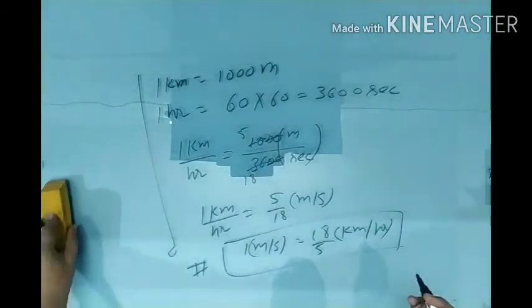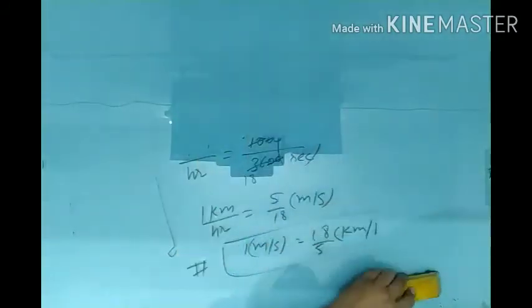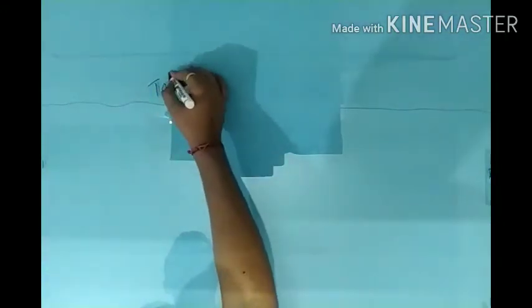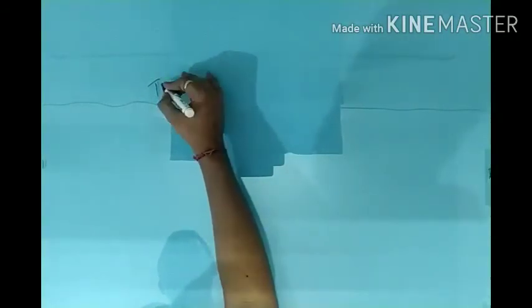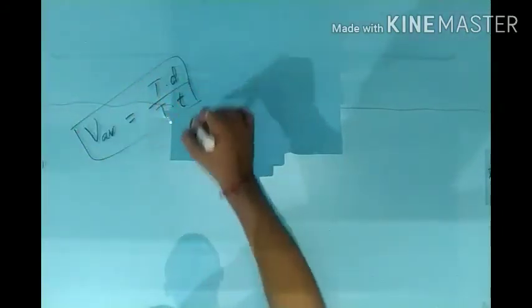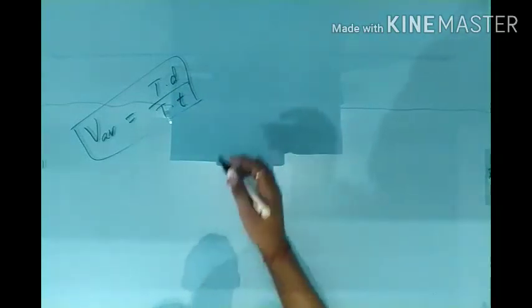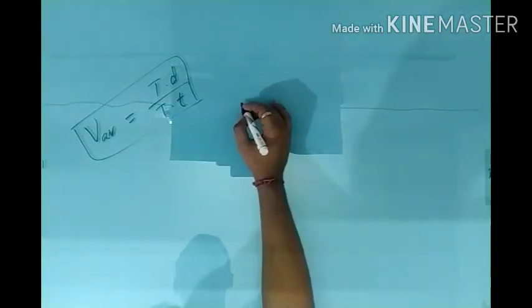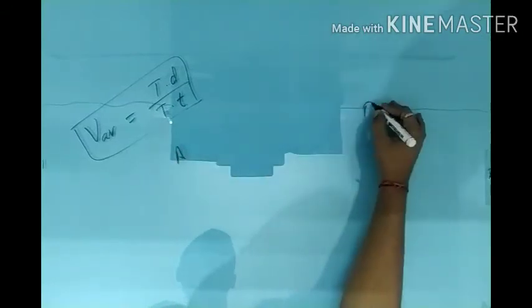Now next we have an example related to average speed. In case of average speed, as we know, it is total distance over total time. That is average speed. Suppose it is speed, AB means average. Now we have to calculate average speed. Let's do an example. Suppose a person is traveling in a car from city A to B.